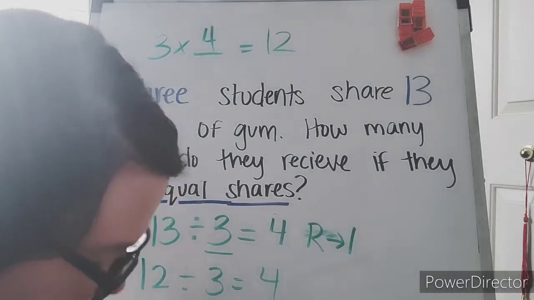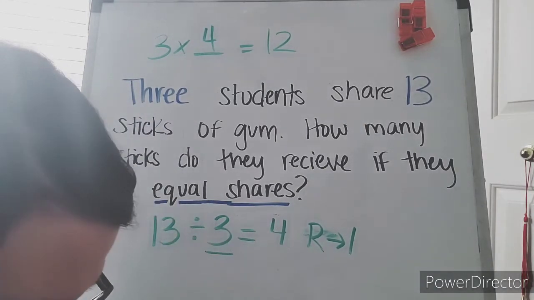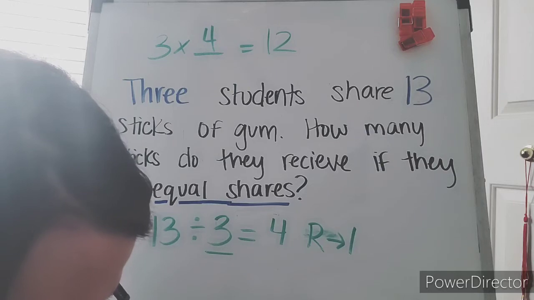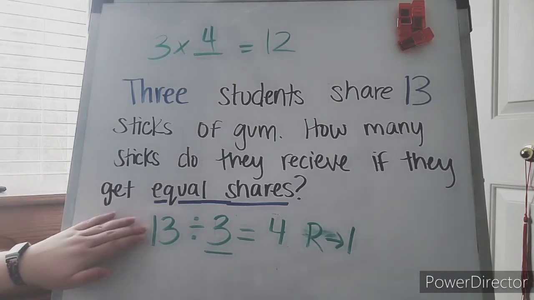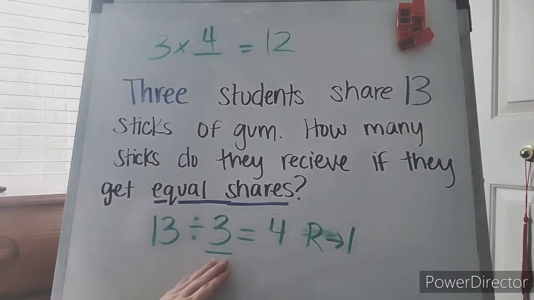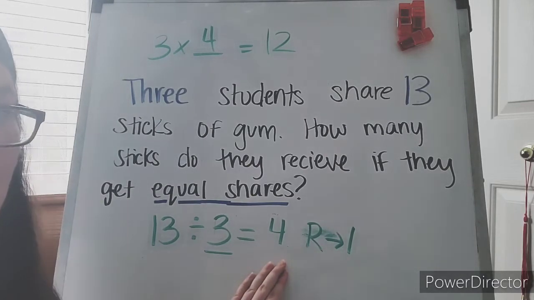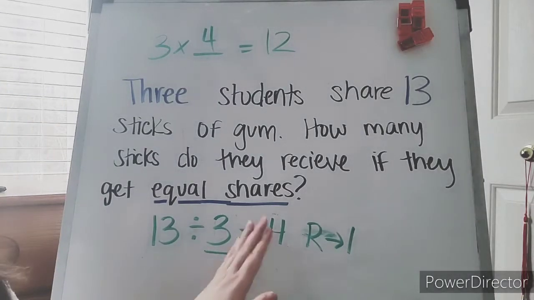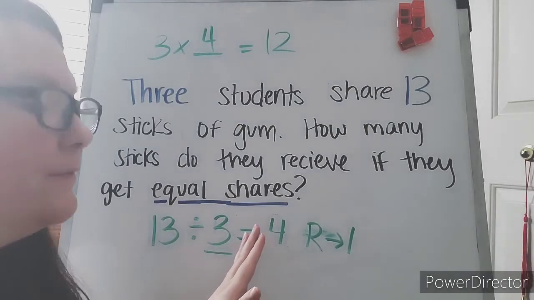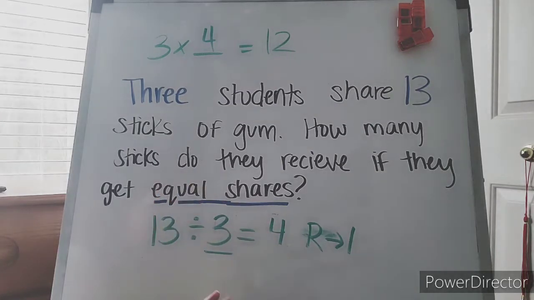Now let's break this problem down even more. I'm going to erase this. There's going to be 1 left. So let's break this problem down. If I have 13 sticks of gum, and I have 3 students, so 13 sticks of gum divided by 3, and it says I need to have equal shares. Well, I know that my equal share is going to be 4, so at least all 3 students are going to get 4 sticks of gum equally. But I have a remainder.